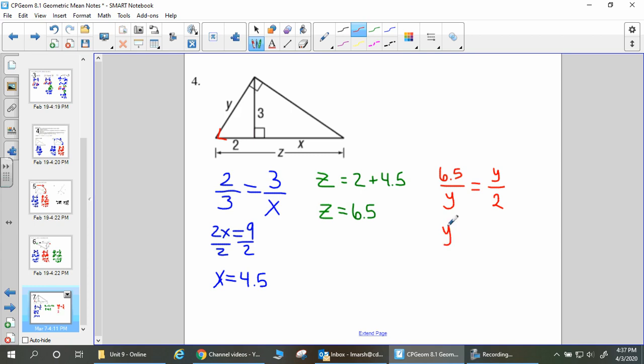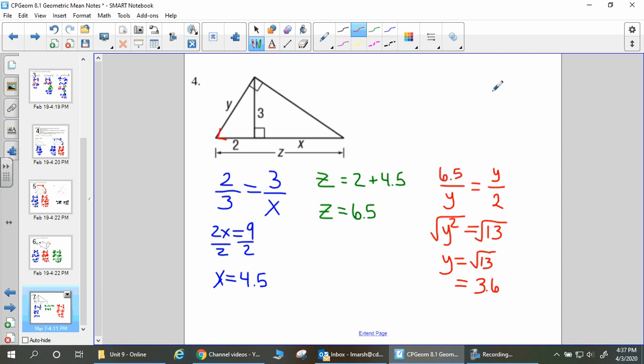So y squared, 2 times 6.5 is going to be 13. Square root both sides, because I do have a y squared. You cannot break down the square root of 13, so square root of 13 is my answer. And then lastly, put that in and get your decimal of 3.6.